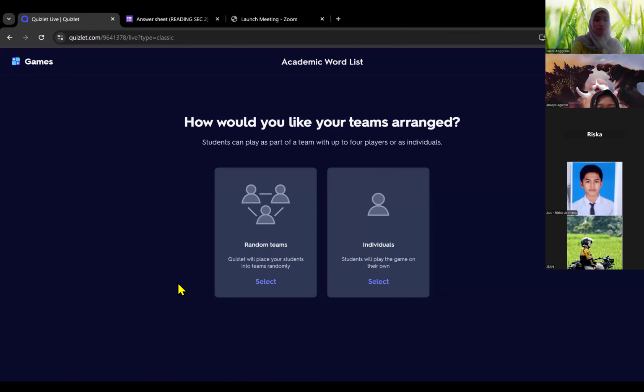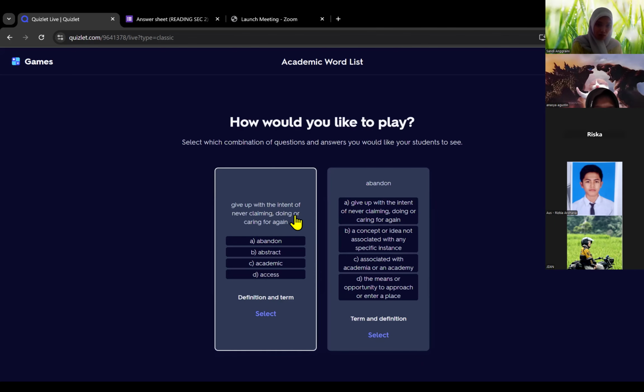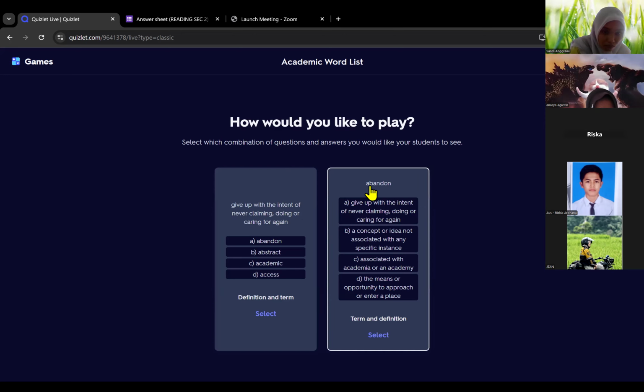So yesterday I shared a list of vocabulary in the group. And today I want to check who has practiced it. So we're gonna play Quizlet Live, and I want you to join this game. You will play individually. Your job is to match the academic word and the definition.